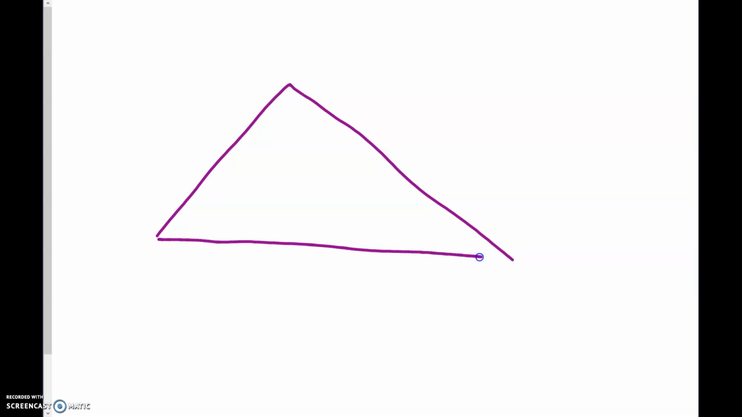Alrighty, so what I need you to do is make a triangle. Try to make it scalene, so that every side is different. Once you have your triangle made, I'd like you to use your ruler to find the midpoint of every side. Then I would like you to connect them. So we have triangle ABC, and then connect these midpoints.